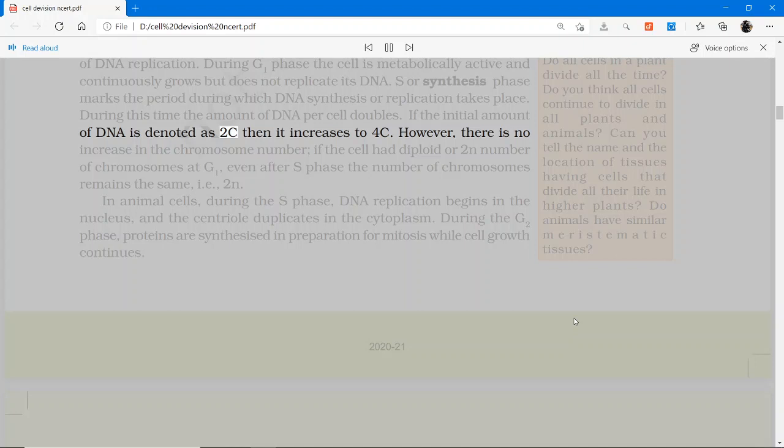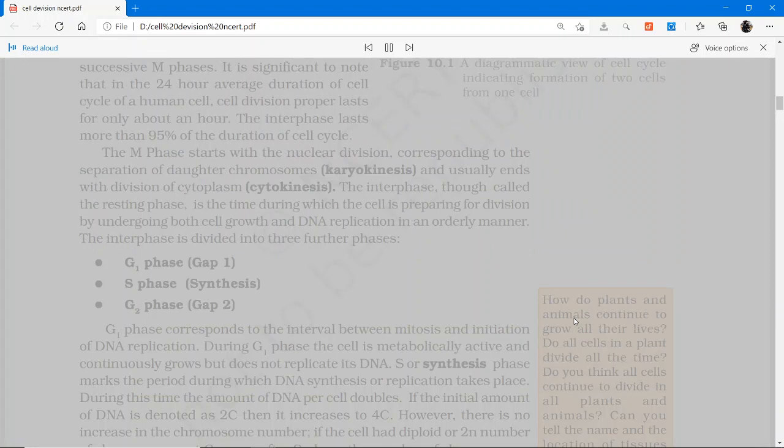Figure 10.1 A diagrammatic view of cell cycle indicating formation of two cells from one cell. M phase.